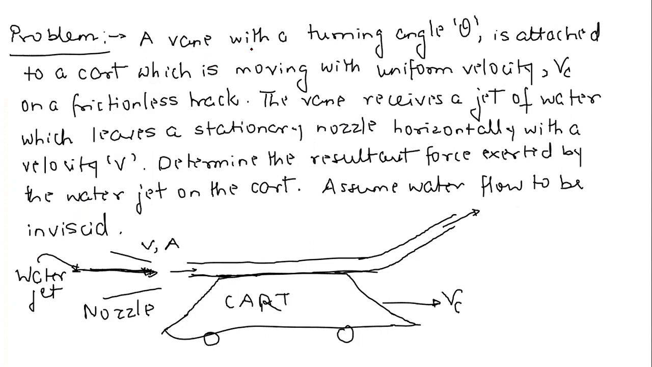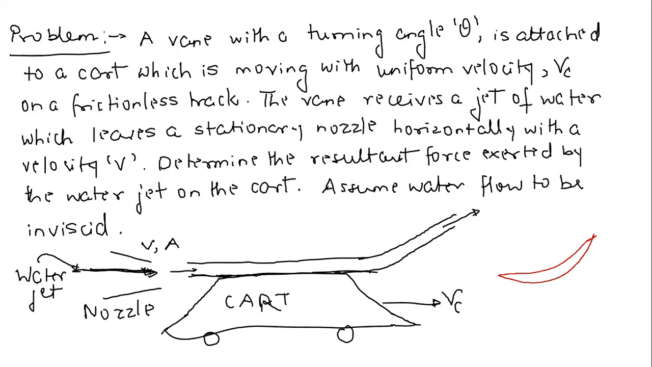a vane with a turning angle theta. So this is basically a vane, or you can guess this thing as, let's say, a circular pipe of very small diameter. Or it could be a vane as well. So vane means simply, if you have this kind of curved surface, right? So this is also possible. So a vane with a turning angle theta.